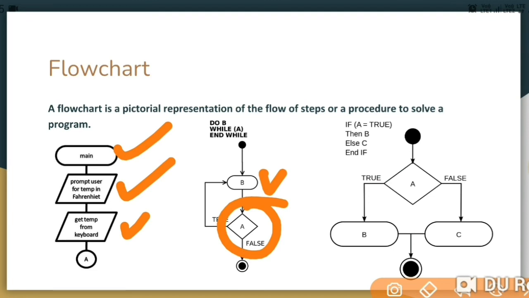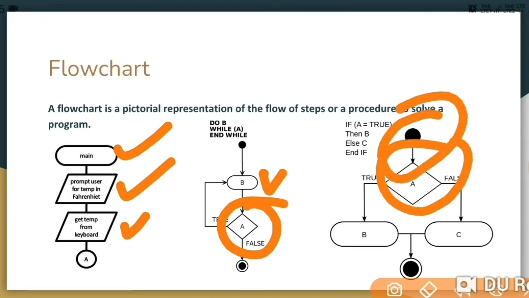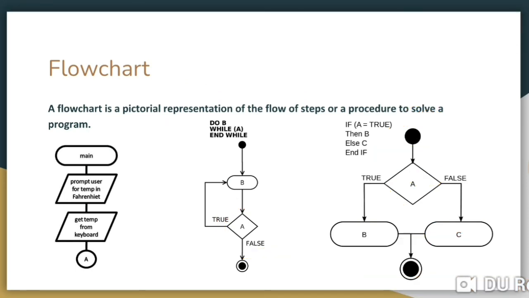Now the next thing is conditional. Here is the input, and then the decision. If it is true, it will go here; if it is false, it will go there, and both results lead to the stop. This makes a decision, so that is why it is known as a conditional statement. The flow chart is a pictorial representation of every flow of steps or procedures to solve a program. We have understood the three different statements: sequential, iterative, and conditional.